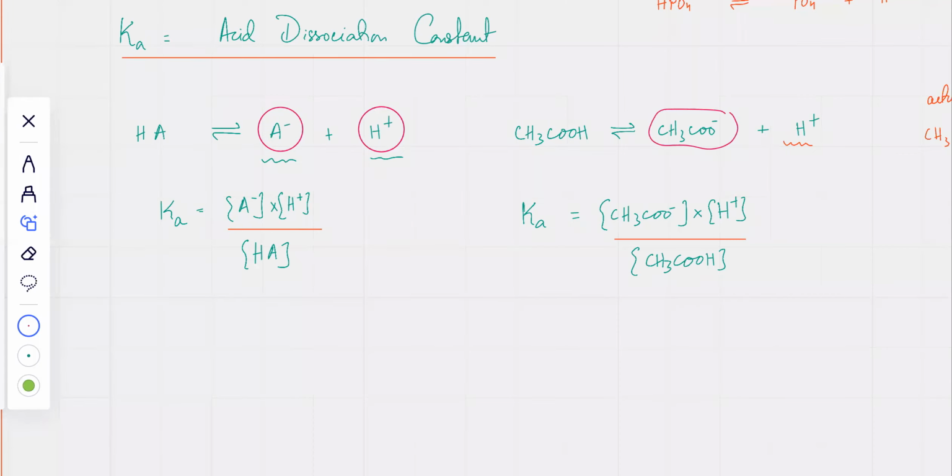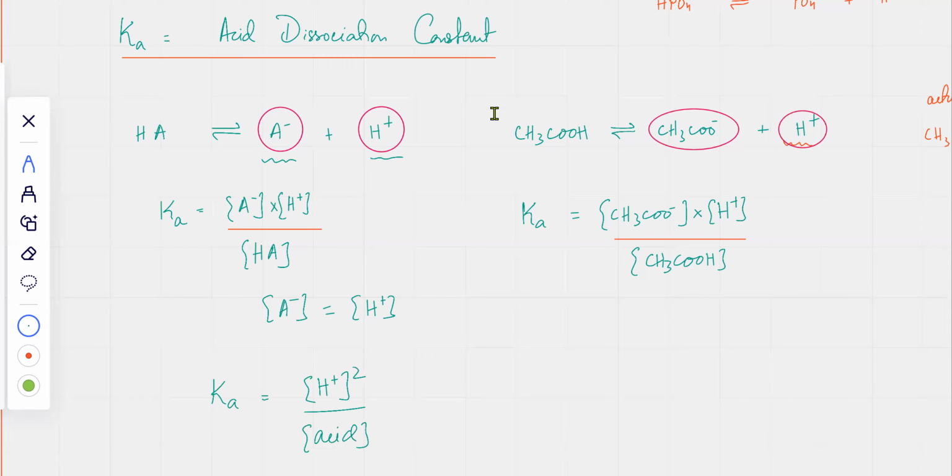So both ions are produced in exactly the same ratio, which means that the concentration of A- and the concentration of H+ are equal. So instead of using the concentration of A-, I could just substitute H+ over there, and the numerator would become H+ squared. So your Ka expression turns into the H+ concentration squared, and at the bottom it's the acid concentration. For clarity, we can just write acid over there.